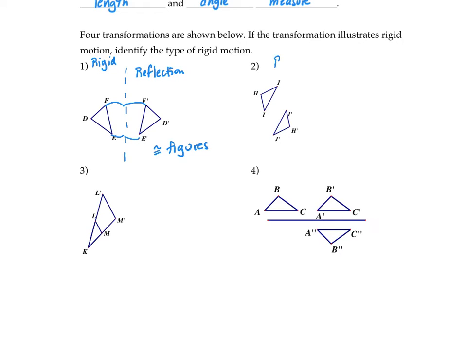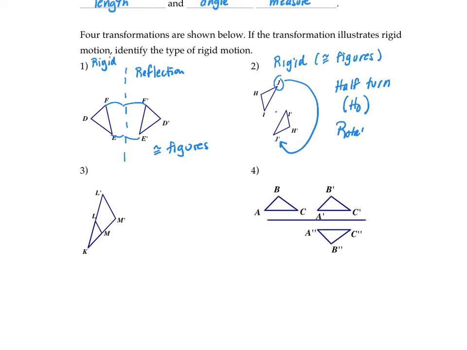This is an example of rigid motion because, again, the pre-image and image are congruent. Right. So we do have congruent figures. This one might be a little bit tougher for you to see. It's not a reflection in this case because we're going from J all the way around here to J prime. This one is a half turn. And if you recall, the notation for that is H sub O, like a half turn about the origin. So let's say the origin is about right there. Now you can also say that it's a rotation of 180 degrees. Okay? So yes, it is a rigid motion.